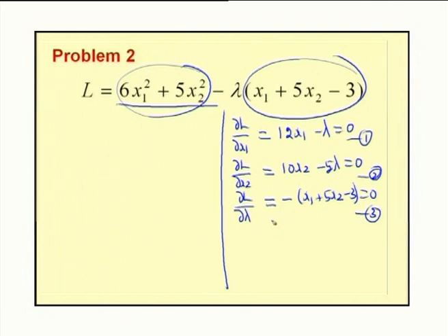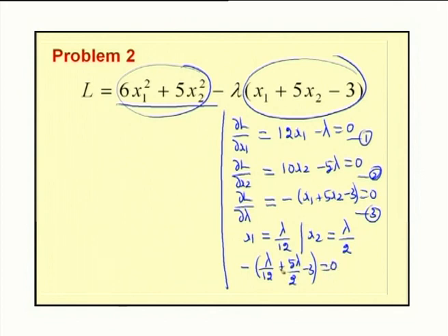Now, from equation 1 we have x1 equal to lambda by 12, and from equation 2 we simplify this equation as 2 x2 minus lambda equal to 0. So, from equation 2 we have x2 equal to lambda by 2. Now, by substituting this x1, x2 in equation 3, we will get the value of lambda. So, we have lambda by 12 plus 5 lambda by 2 minus 3 equal to 0.